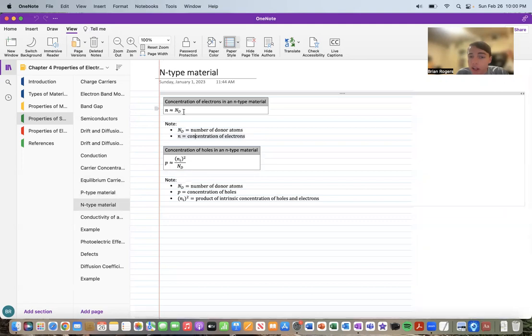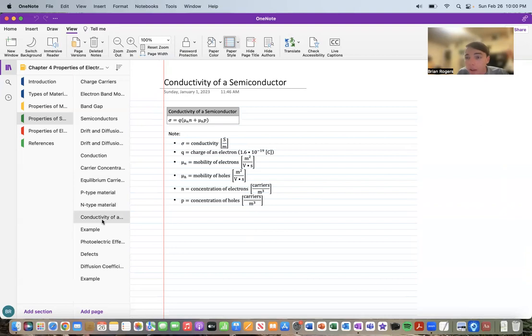And for your n-type material, you're going to have mostly donors that are going to want to donate an electron. So what we're going to see is your concentration of electrons is about how many donor atoms you have, or you can take the product of the intrinsic concentration of holes and electrons and divide that by the number of donor atoms to be left with how many holes you must have. So you can use either method.